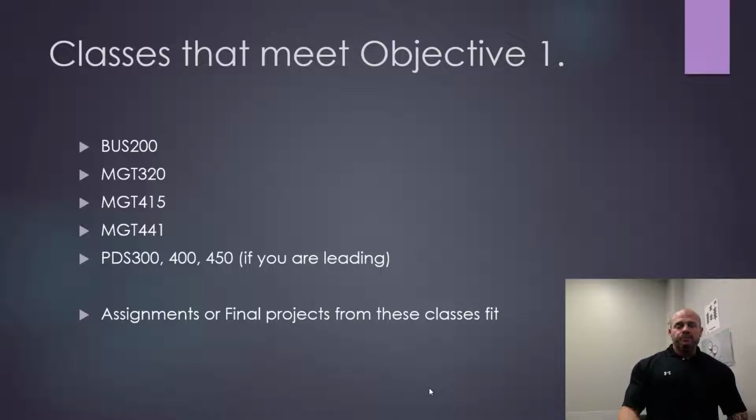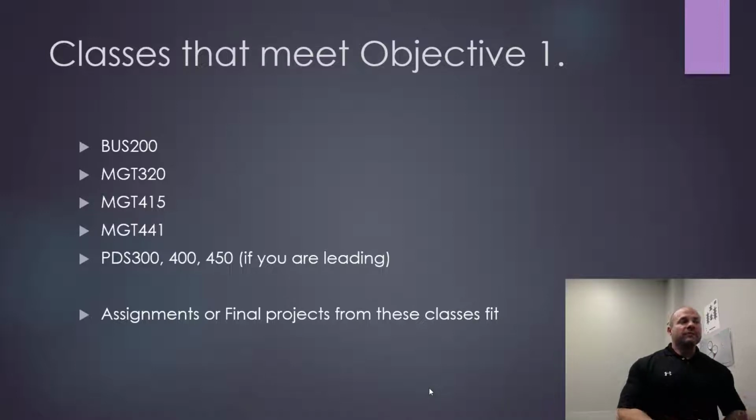So objective 1, the classes that you can and have possibly gone through in order for you to meet this objective is Business 200, which every student has taken. So you most likely have finished this course and you have coursework to go with that. Typically your final is what's going to be utilized in this. Management 320, Management 415, Management 441, and potentially any of the production studios in the tech space that I lead. If you are leading a project within that realm, then you definitely have met those credentialings.